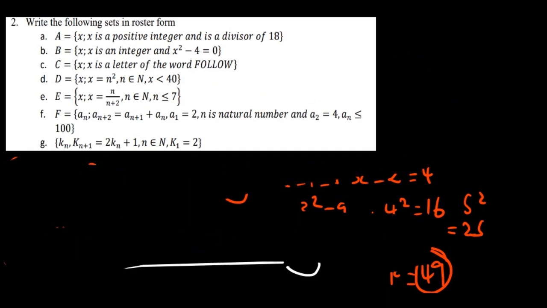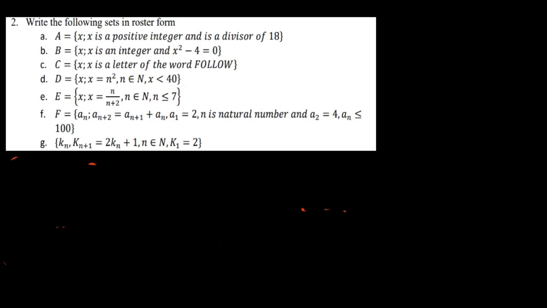Let's go to E. On E here, we have set E is a set of all x's such that x is equal to n over n plus 2, where n is a member of the natural numbers and n is less than or equal to 7. So the values of n that we are going to take here will just be 1, 2, 3, 4, 5, 6, and 7. So we are going to use these values here.